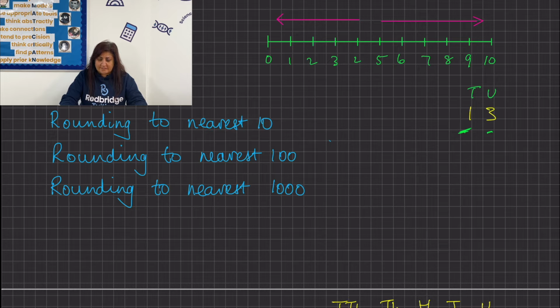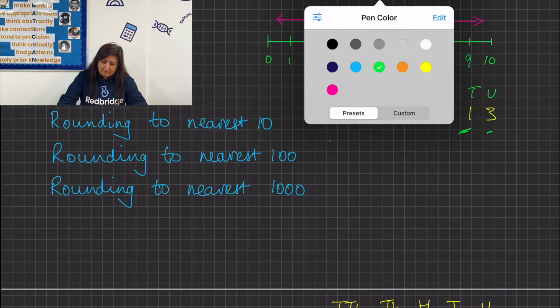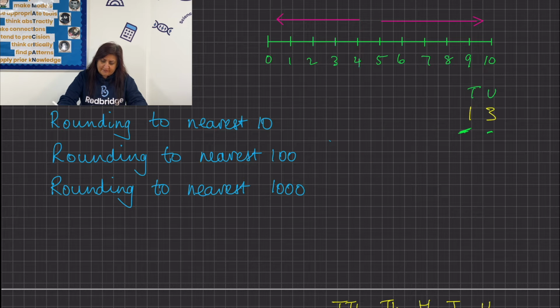The 3 is less than 4, because remember the rule that 4 or less rounds down. 3 is less than 5, so it rounds down to a 0 and the 1 remains where it is. Therefore 13 rounds down to 10.